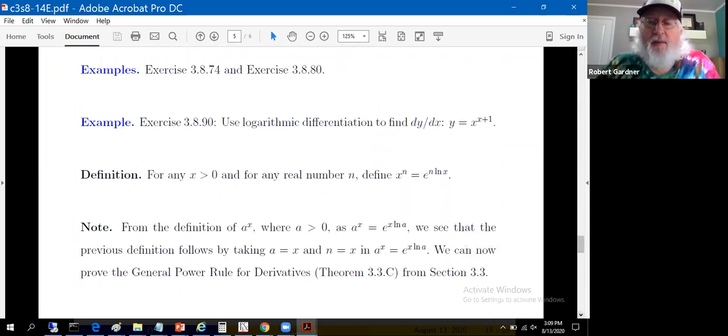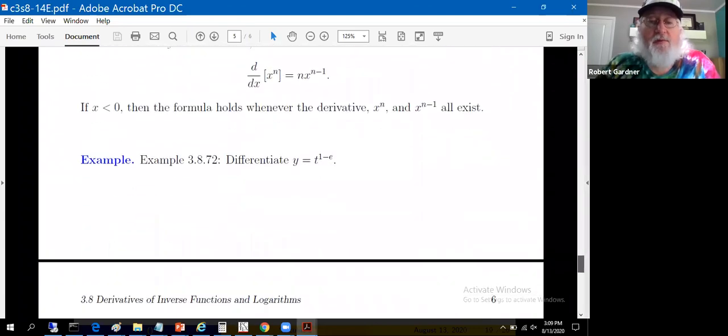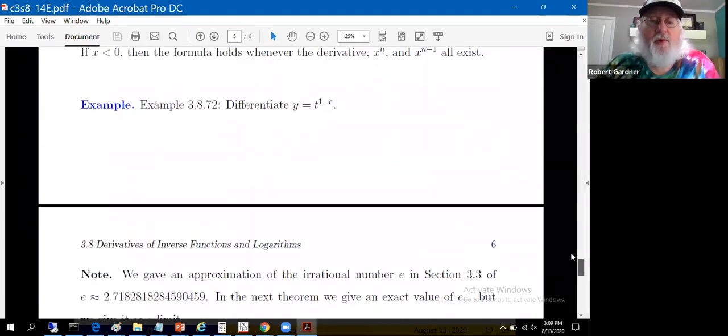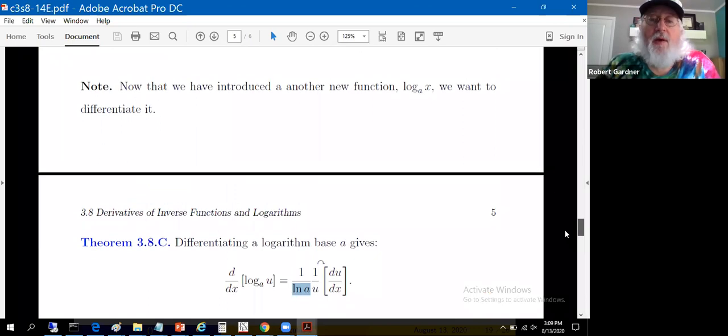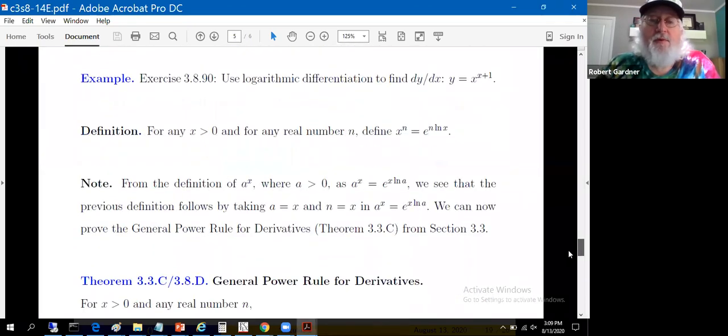All right, let's see how much is left here. General power rule and several more examples. Okay. Next, let's see, where did we get to? We got through that x to the x plus 1 thing.